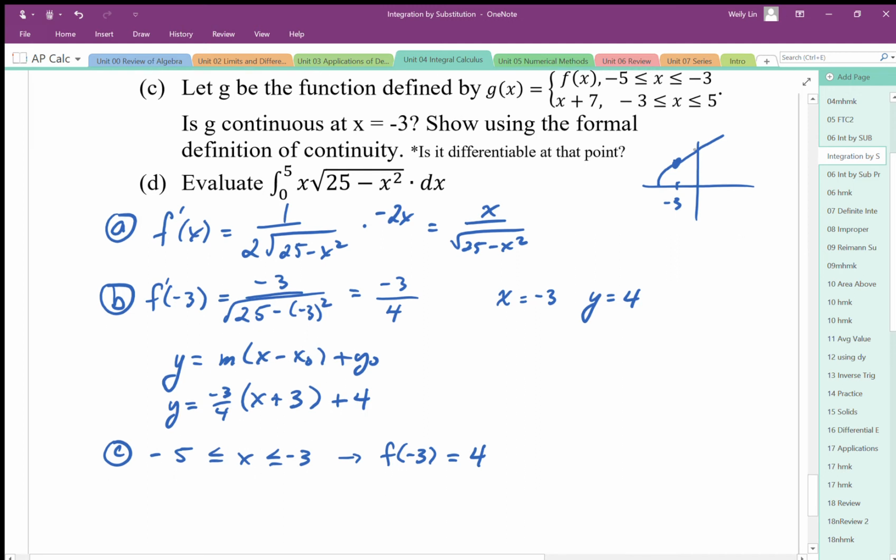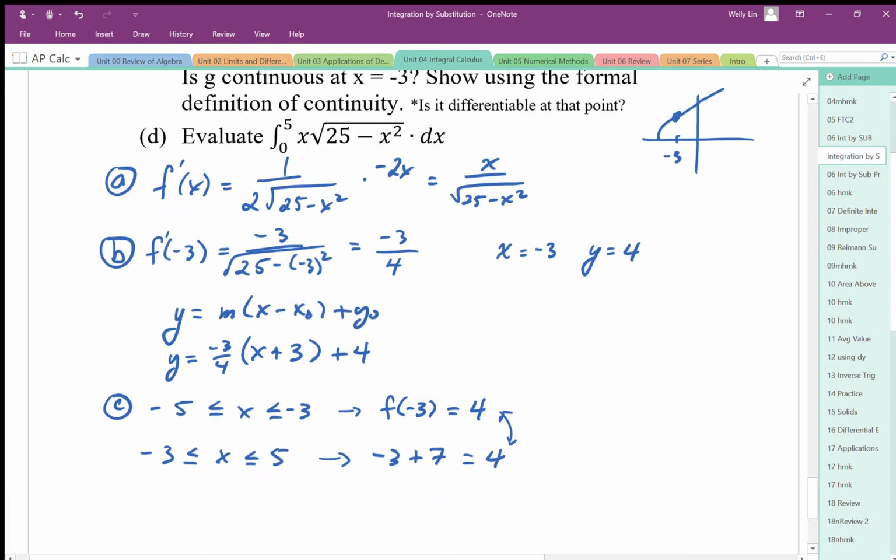We also need to check the y coordinate on the line, on the domain negative 3 to 5. We're going to check to see if that part of the function is equal to 4 as well. So we plug in negative 3 plus 7, and we end up with 4. So those 2 points match. As we transition from the curve to the straight line, the y coordinates at negative 3 both match. So this is continuous.